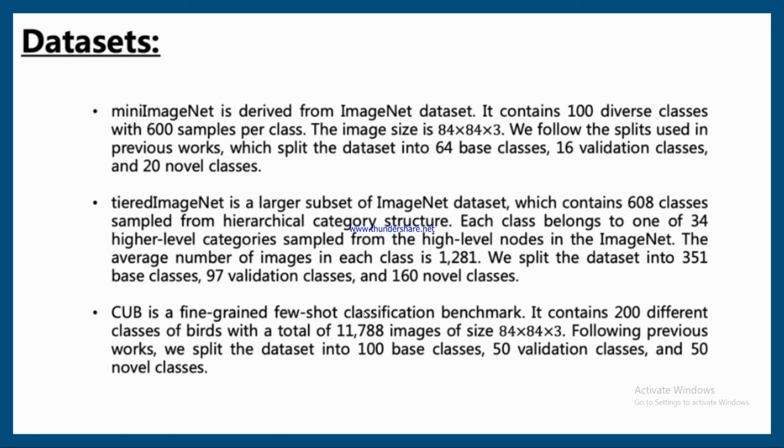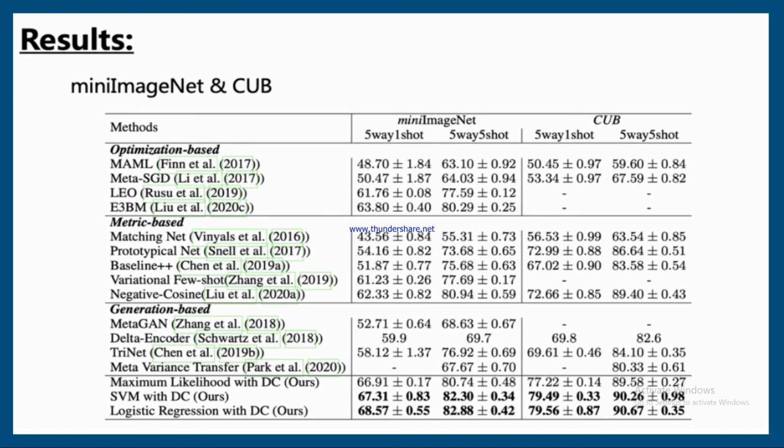CUB is also a fine-grained few-shot classification benchmark. It contains 200 different classes of birds with a total of 11,788 images of size 84 by 84 by 3. After that they have some splits. In miniImageNet the split is 64 base classes, 16 validation classes, and 20 novel classes. In tieredImageNet they split the dataset into 351 base classes, 97 validation classes, and 160 novel classes. After that in CUB also they split the dataset into 100 base classes, 50 validation classes, and 50 novel classes.